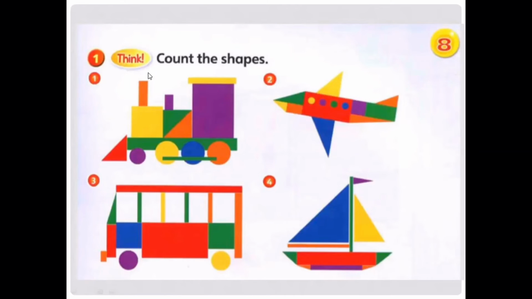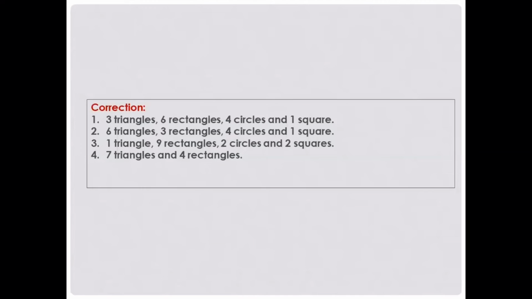So this is a train. Number 2. This is a plane. And number 3, this is a bus. Last but not least, number 4, it's a boat. Very good. So here is the correction.